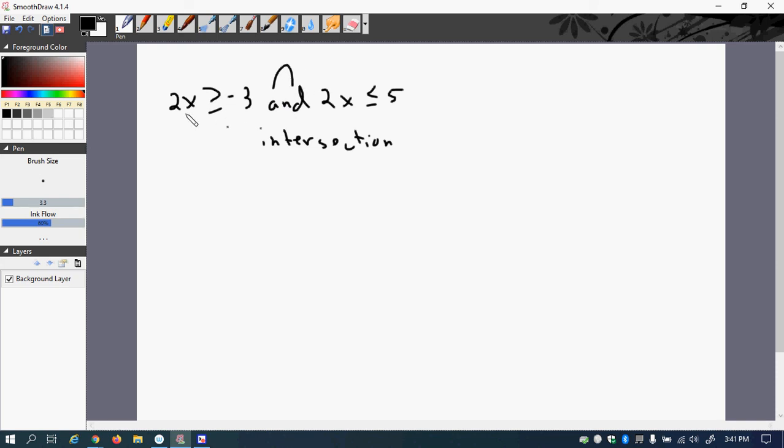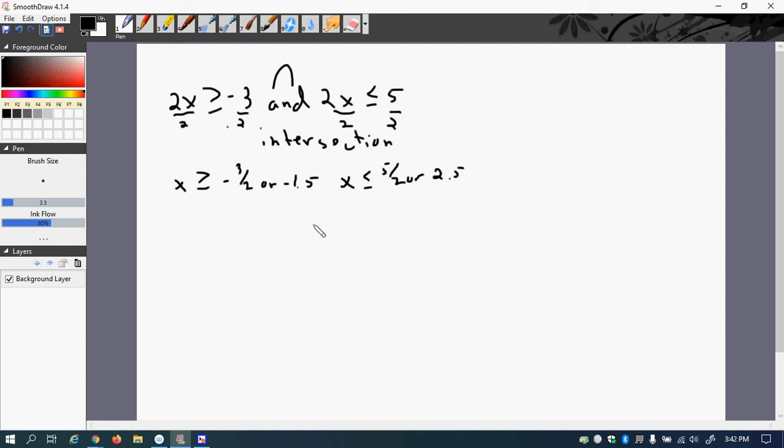So if I was to go ahead and solve this, I divide it by 2. We get x is greater than or equal to -3/2, or we could say -1.5. And then divide this one also by 2. And so now we get x is less than or equal to 5/2, or we're looking at 2.5.